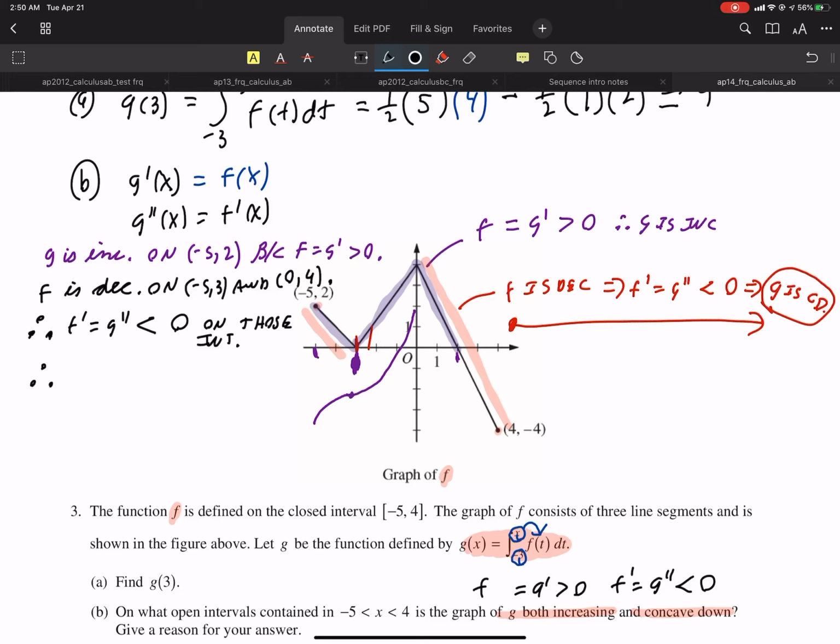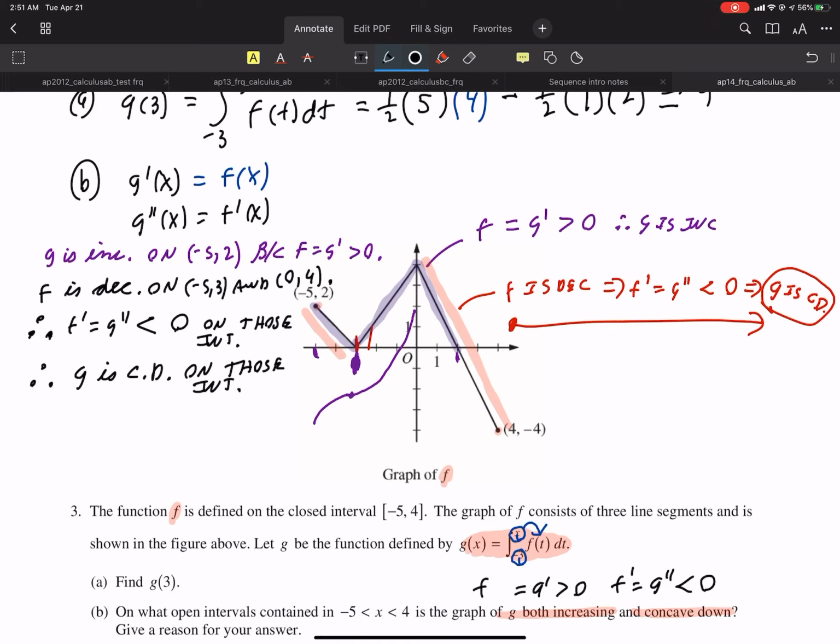therefore, G is concave down on those intervals. Okay, so we connected this. F is decreasing on those intervals. Therefore, F prime is negative on those intervals. Therefore, G is concave down on those intervals.